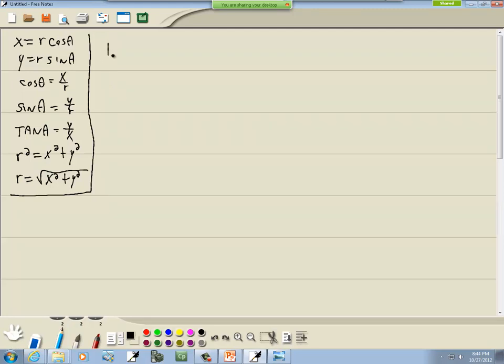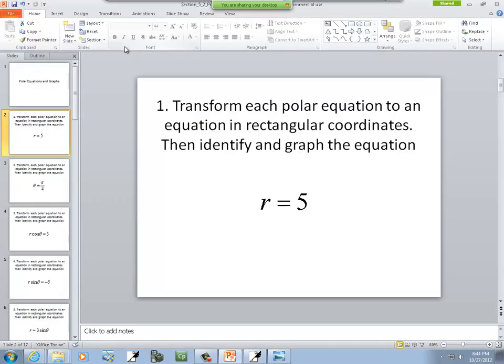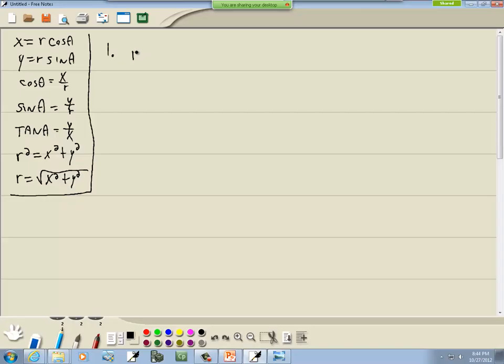And let's look at our first problem. It says transform each polar equation to an equation in rectangular form, then identify and graph the equation. Now here, we know what r is. That's equal to the square root of x squared plus y squared. So I can replace r with that. And now I can square both sides.